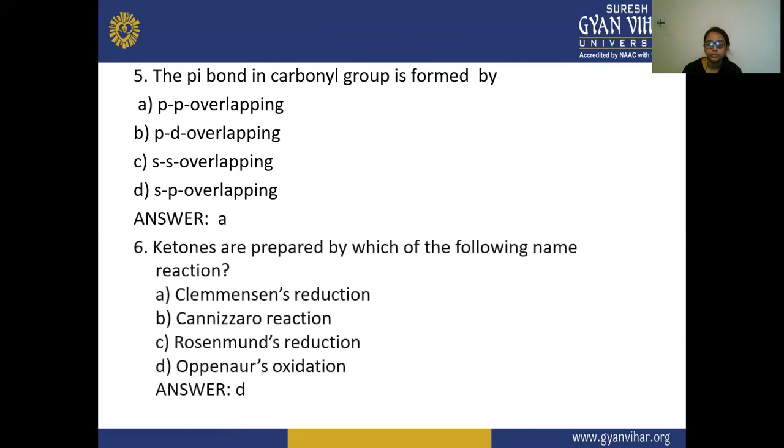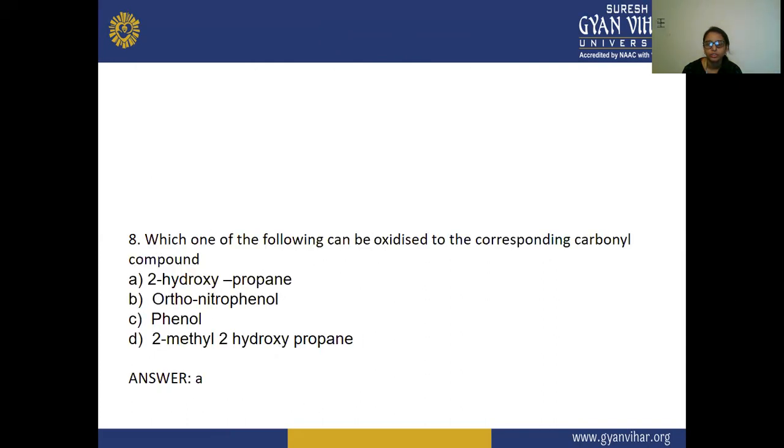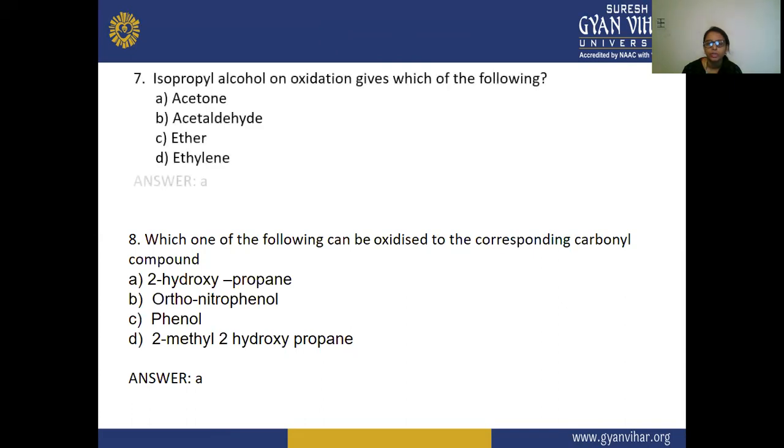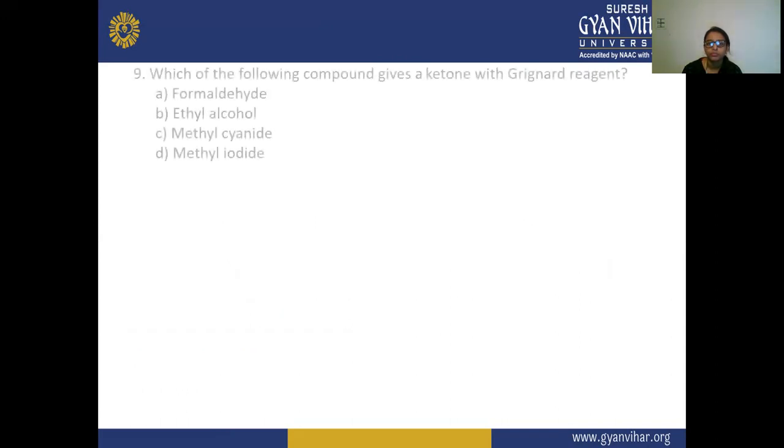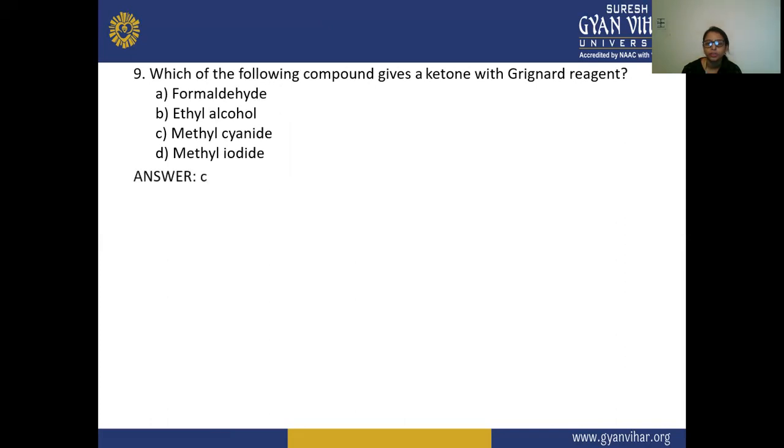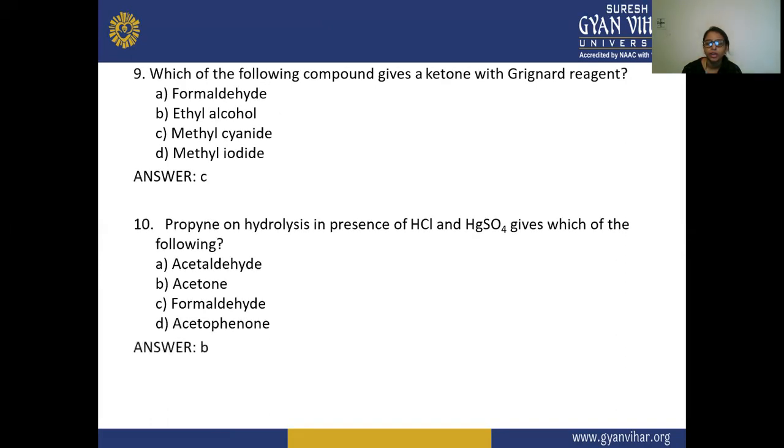The pi bond in the carbonyl group is formed by p-p overlapping. Ketones are prepared by which of the following reactions? That is Oppenauer oxidation. Isopropyl alcohol on oxidation gives which of the following? That is acetone. Which of the following can be oxidized to the corresponding carbonyl compound? That is 2-hydroxypropane. Which of the following compounds gives a ketone with Grignard reagent? Methyl cyanide. Propyne hydrolysis in presence of HCl and HgSO4, mercury sulfate, gives which of the following?